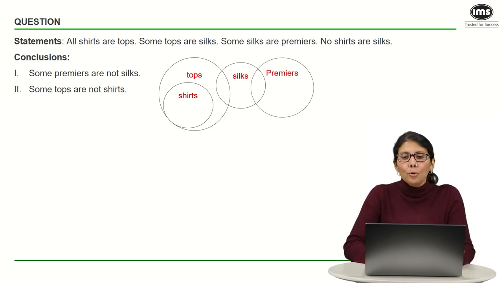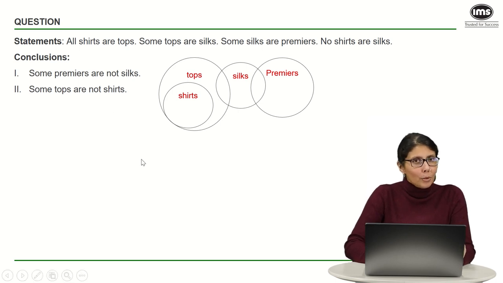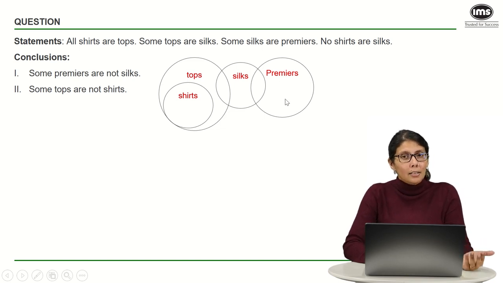And then we have no shirts are silks. We don't need to draw anything additional. All we need to understand is that this circle of shirts cannot overlap or intersect with this circle of silks. Our conclusion says, some premiers are not silks. Now, a lot of us would think that seems to be true. Some premiers, which are outside the circle of silks, are not silks.